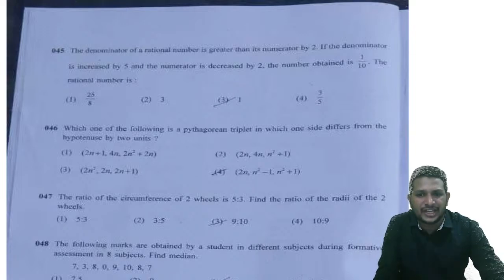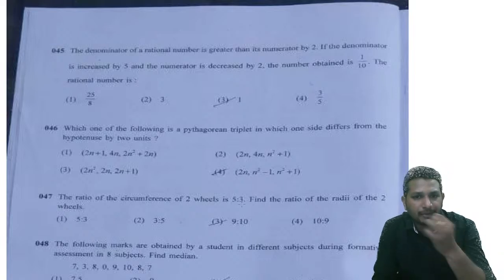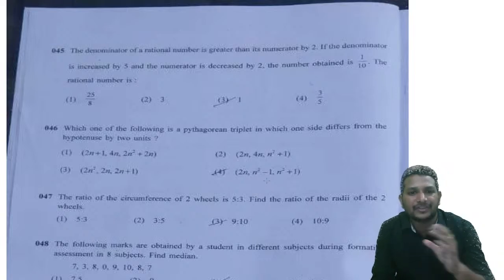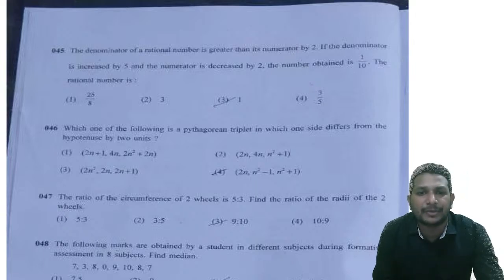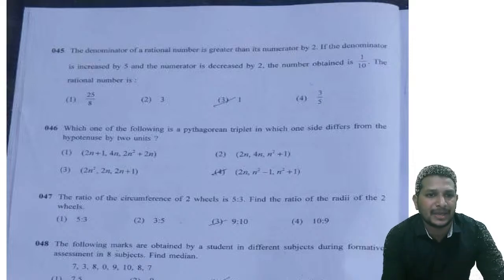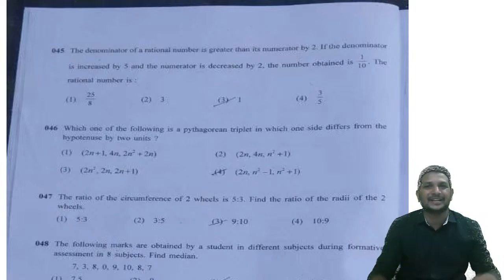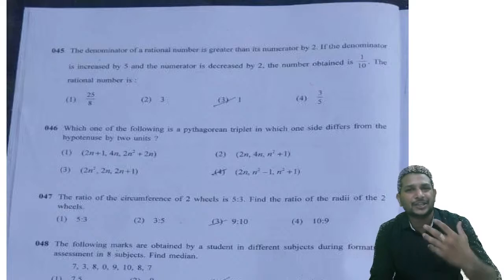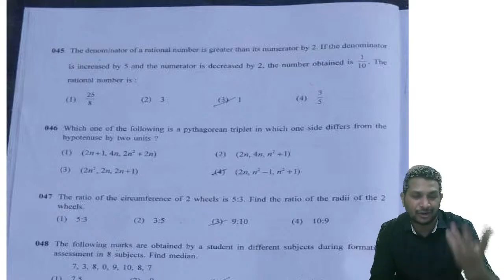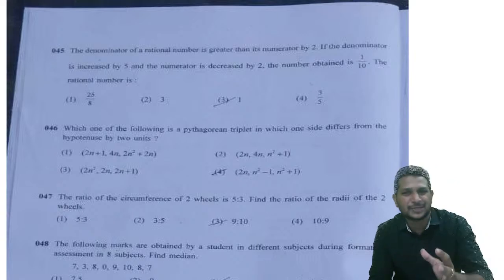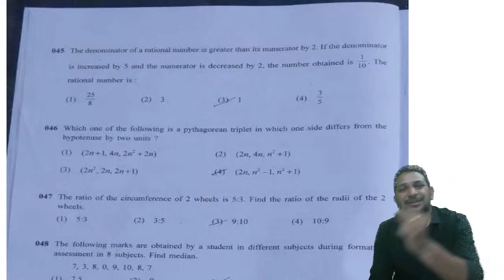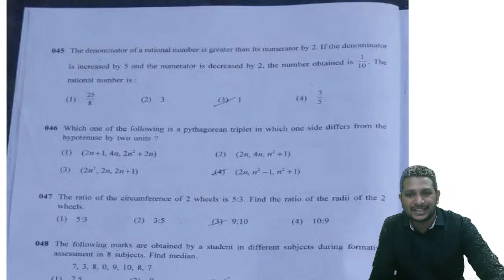The denominator of a rational number is greater than its numerator by 2. If the denominator is increased by 5 and the numerator is decreased by 2, the number obtained is 1 by 10. So over here they mentioned these numerator and denominator conditions, and the relation between numerator and denominator is also given. This is the most important model which we expected, which we keep on telling you about in the institute. So that model also came. All the models we expected came, but the only thing is the calculation became lengthy, nothing other than that. So let's discuss this question.